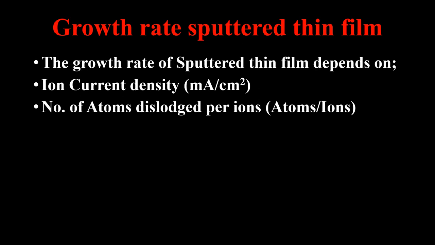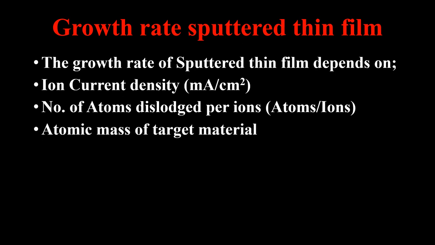Another key parameter on which the growth rate depends is the number of atoms dislodged per ion. So number one is the number of ions, or the ion current density. Number two is the number of atoms which will be removed by the incident ions from the source material. The higher the number of atoms removed per ion, the higher the growth rate. The atomic mass of the target material is also another factor.